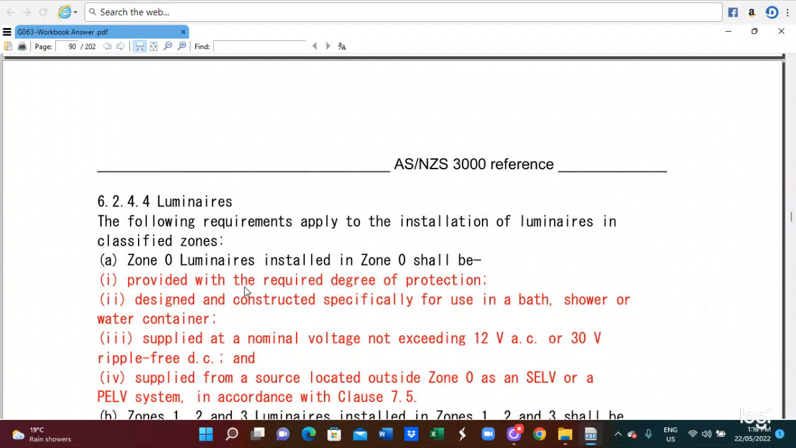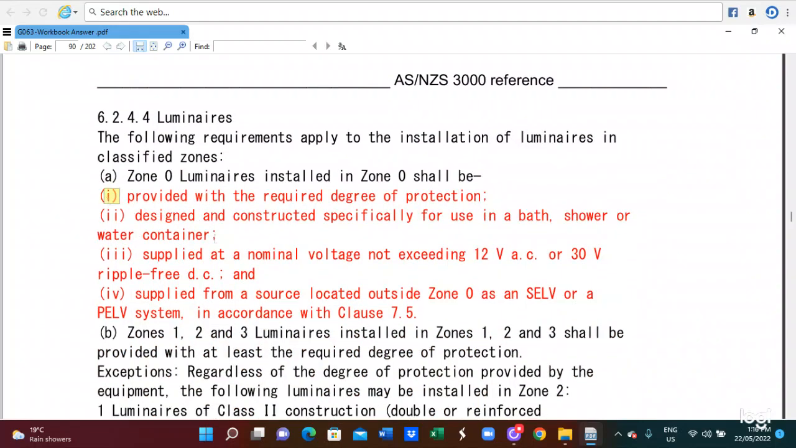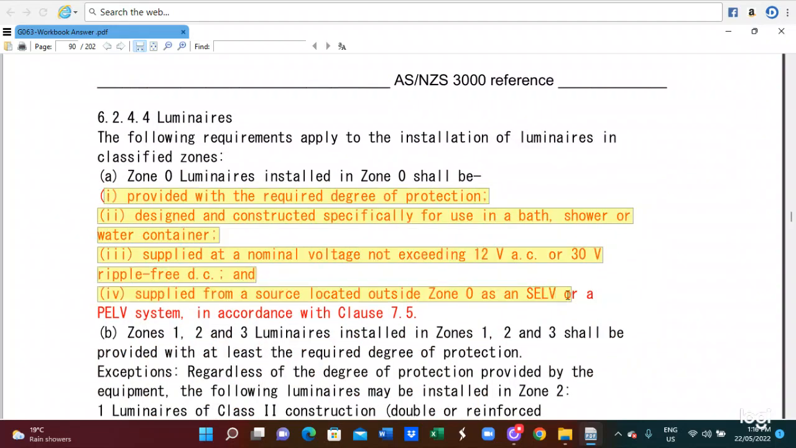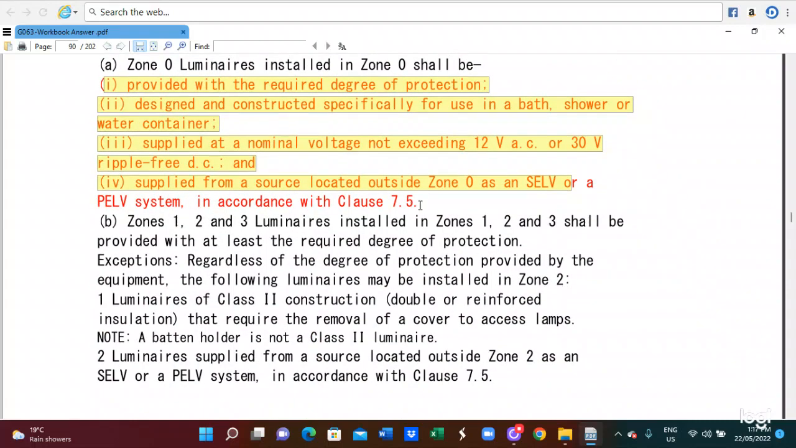Luminaires have the following requirement. Zone 0, this is about all the red color we write in. You read this in AS 6.2.4.4. In this case, you can read about the luminaires. Zone 0 system, clause 7.5. We all follow this standard.